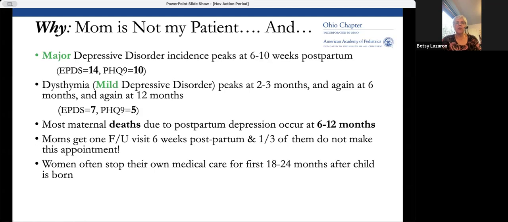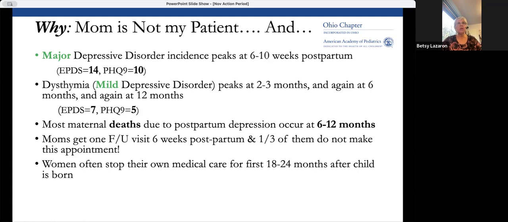A major depressive disorder, I just want to reiterate, is an Edinburgh that's 14 or greater, a PHQ-9 of greater than 10, and dysthymia, which is mild depression, also worth treating, peaks at 2 to 3 months, and then it tends to have peaks and troughs. There's another peak that happens at 6 months and again at 12 months. And these are the people whose Edinburgh is in that in-between point, an Edinburgh of 7, PHQ-9 of 5.